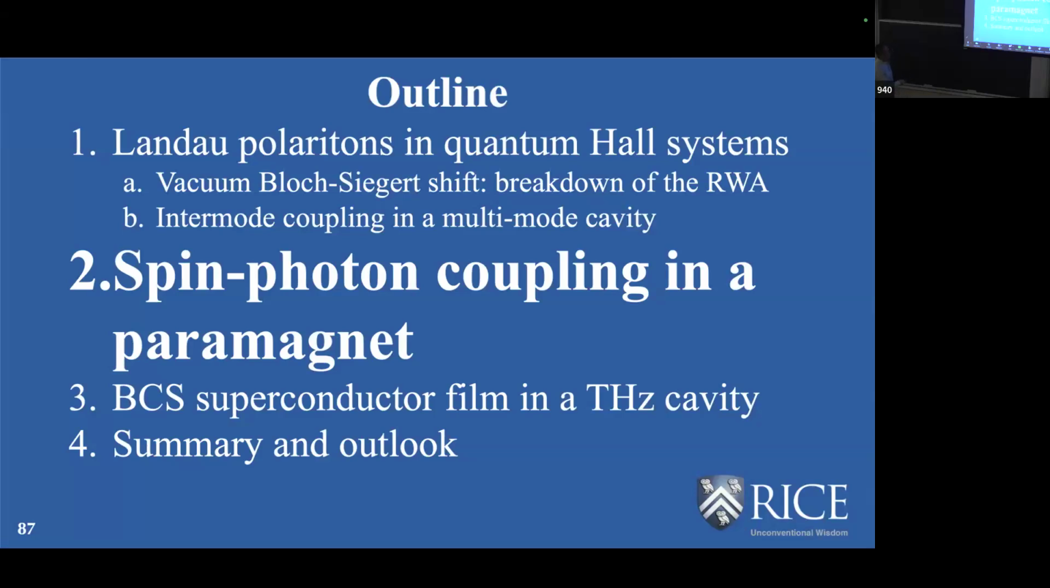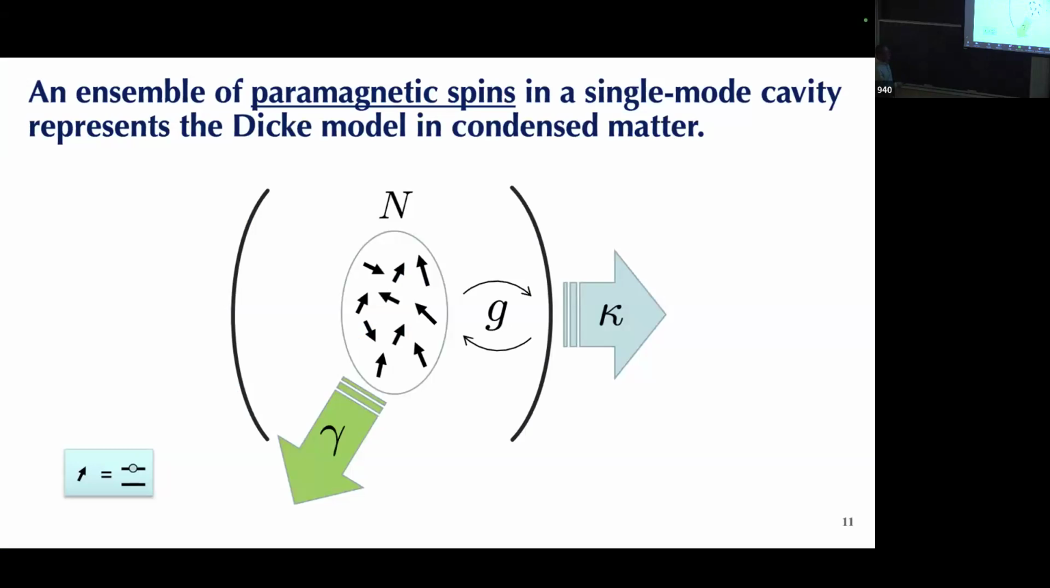So the spin photon coupling, the reason why we like this is basically when you have a paramagnet, it has a collection of spins. Okay? And the spins are interacting with a single mode of cavity photons. This really represents the original Dicke model. We have n spins, and they are interacting with a common electromagnetic mode.